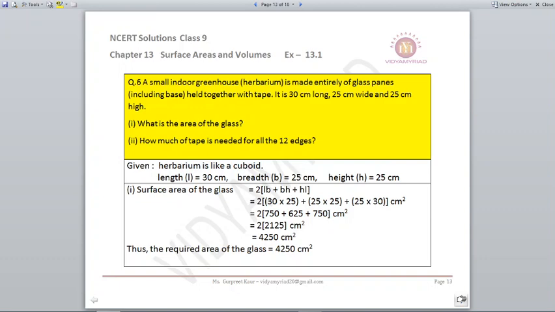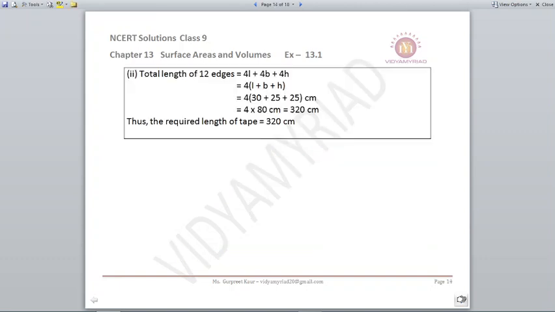Now next they are asking, how much tape is needed for all the 12 edges? If I want to know about 12 edges, there are 4 lengths, 4 breadths and 4 heights. So what I will do is just put the values of length, breadth and height, multiply with 4, and you get the required length as 320 centimeters.